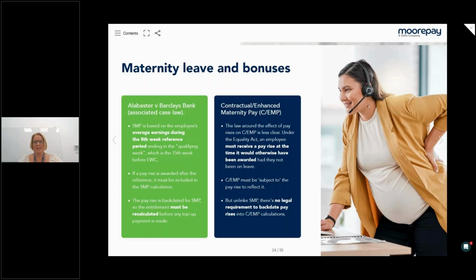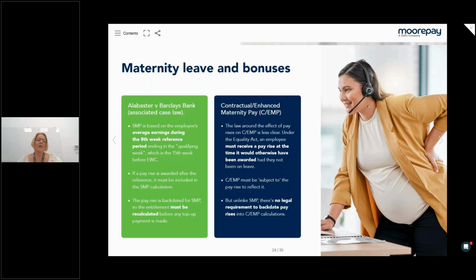Now, I'm not a payroll expert, but more pay out. So if you have more pay, payroll will work that out for you. But it's just something from an HR perspective you need to be aware of. Tell your payroll that there's been a pay rise for that individual while they're off on maternity leave or after the SMP has already been calculated, and they will recalculate the maternity pay.